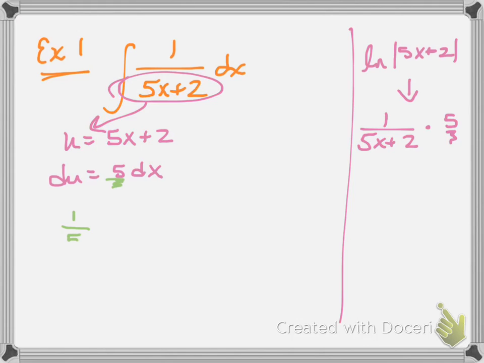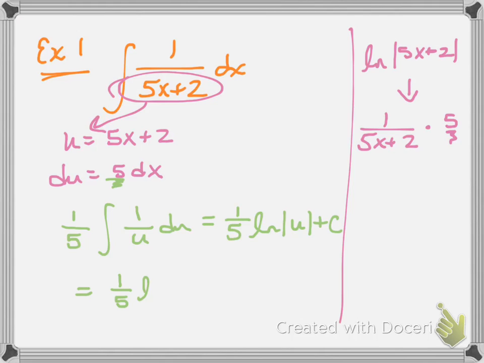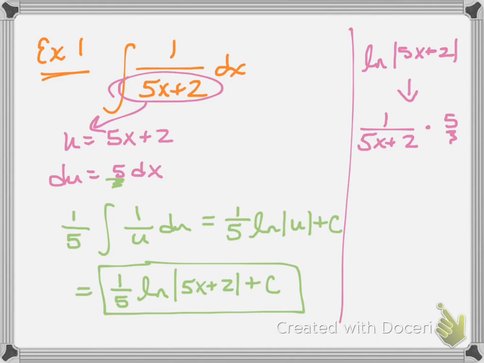So we would replace that 5 with a 1/5 outside the integral. And then we put it into this form right here, 1 over u du, or du over u, giving us 1/5 ln of the absolute value of u plus c. As my final answer, of course, we go back and make that substitution for u. And so here's what we arrive at: 1/5 ln of the absolute value of 5x plus 2 plus c. This is kind of quick, but that's really it.